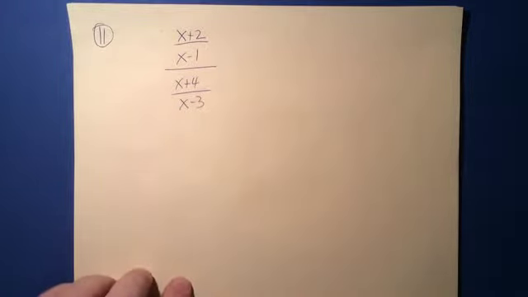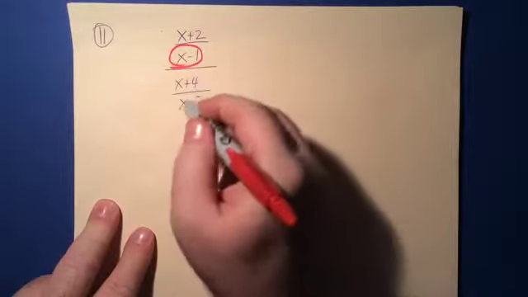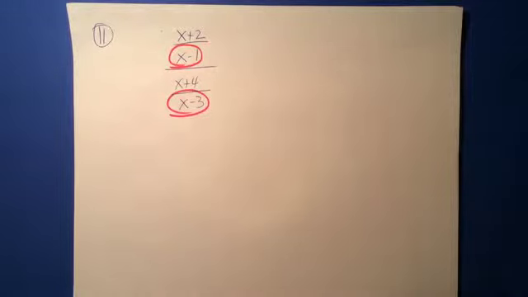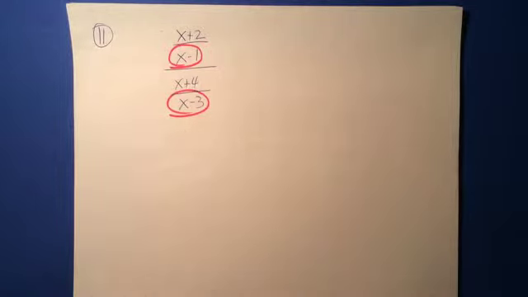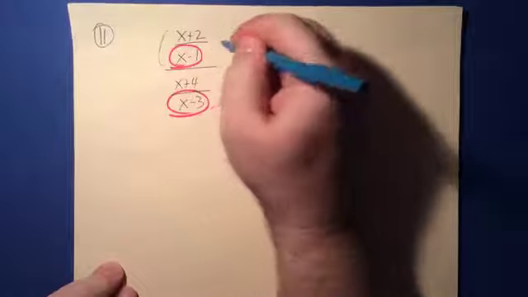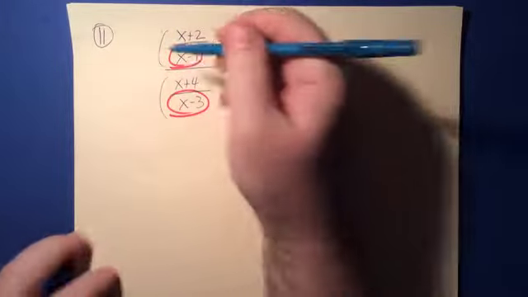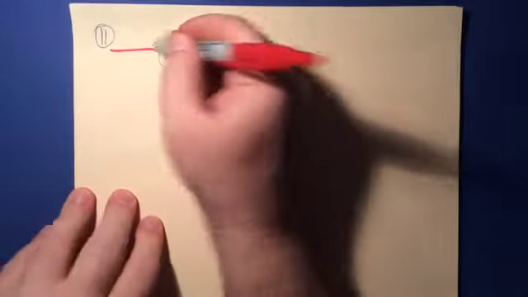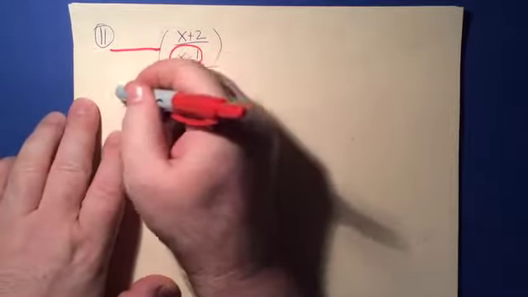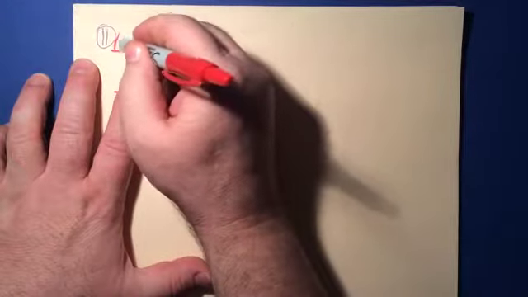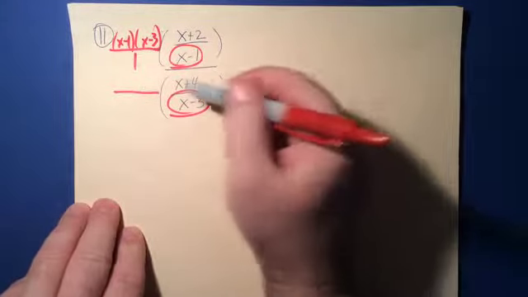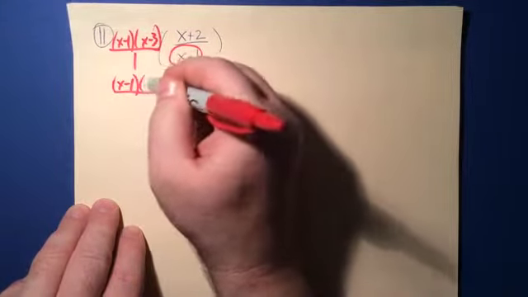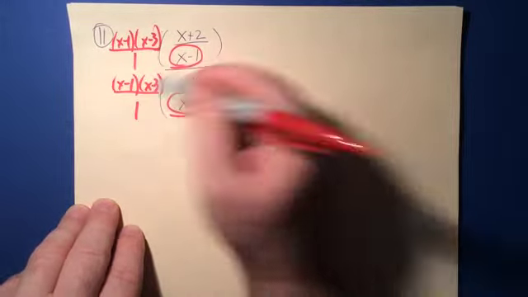As we look at these denominators here of x minus 1 and x minus 3, these don't have anything in common. So the best I can do for a common denominator is simply the product of these. So I'm going to multiply the top and bottom of each fraction by both of these. I'm going to multiply the top of this by (x minus 1) times (x minus 3) over 1, and the bottom one I'm going to multiply by (x minus 1) times (x minus 3) over 1.